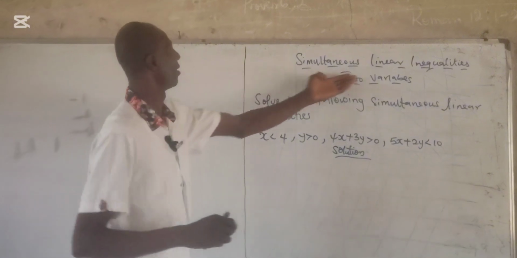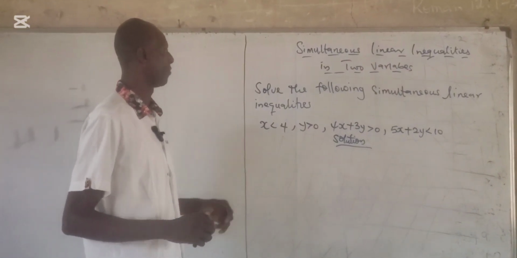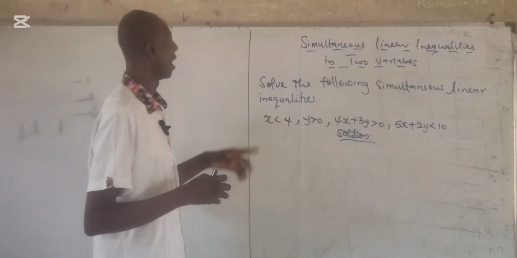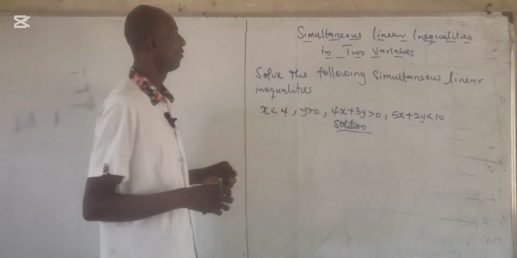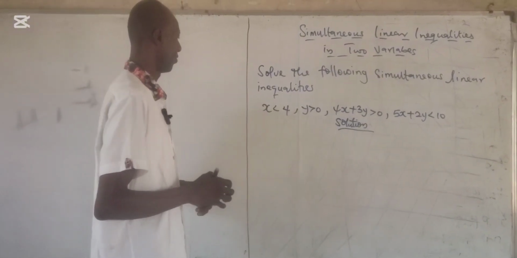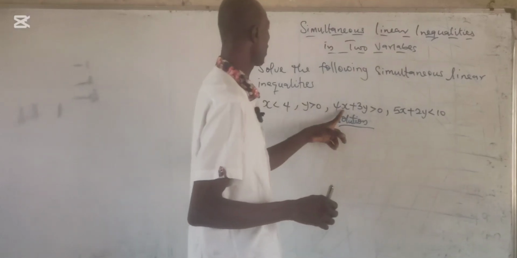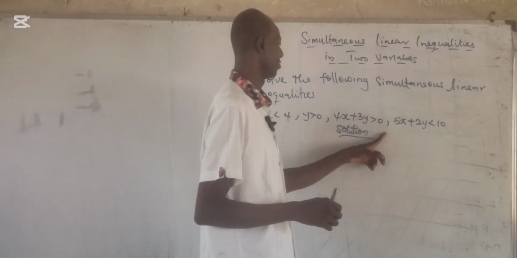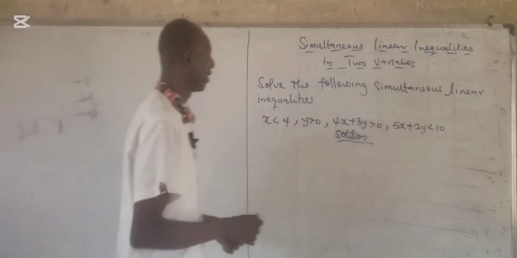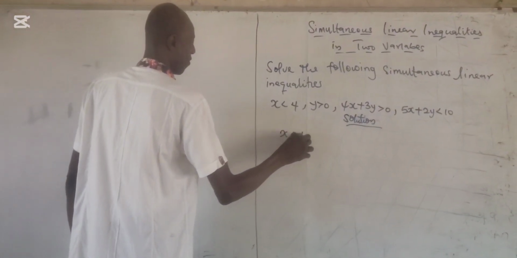Now, we're talking about linear inequalities in two variables. I've dealt with one before. We talk about solving two inequalities at the same time. Solve the following simultaneous linear inequalities: x is less than 4, y is greater than 0, 4x plus 3y is greater than 0, 5x plus 2y is less than 10. Now the first thing there is x is less than 4.